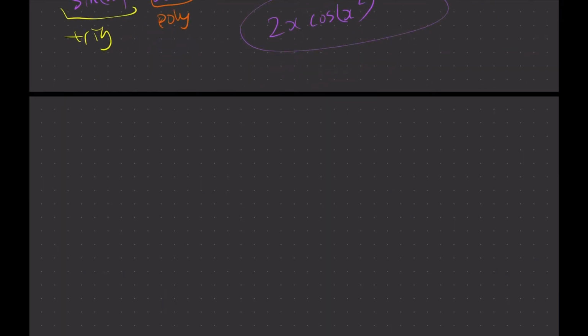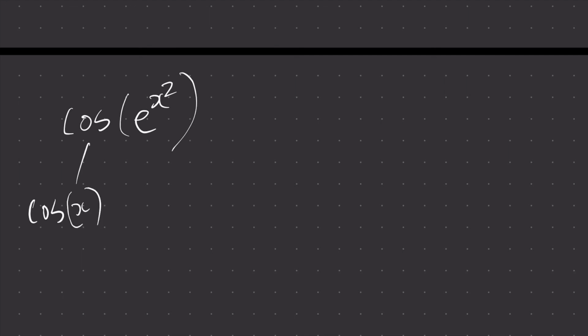Okay, let's try one more example question, because usually chain rule is where people get most confused. So let's say we have cosine e to the power of x squared. Okay, so first step is identify how many layers you have. How many layers? Well, I can break it down into cosine x, right? This is my first layer. What's my second layer? Second function type.